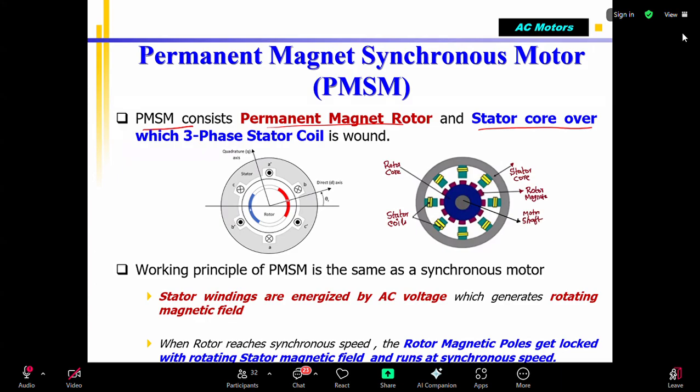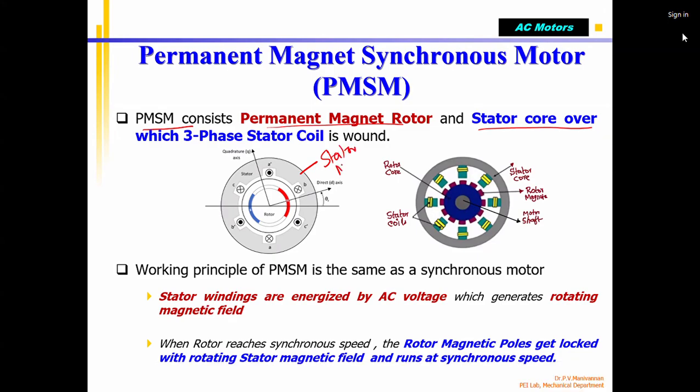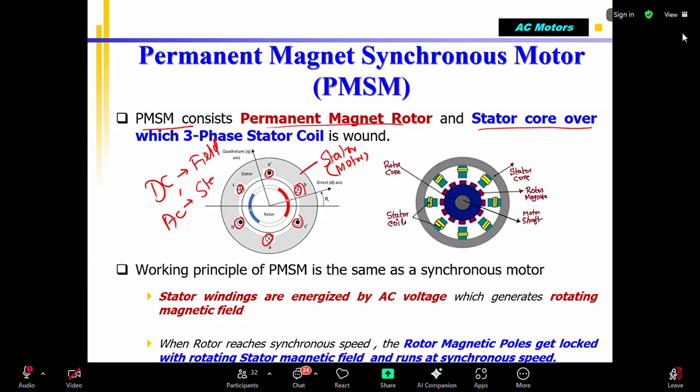Correct? The stator coils are in the periphery of the stator. Correct? This is the stator. So you can say that this is the stator body, which is nothing but the motor body, in which there are slots. In the slots, you have coils. These coils are supplied with a voltage. It can be a DC voltage or AC voltage. In a DC motor, it is called a field coil. If it is an AC motor, it is called a stator coil. Correct? Field coil, stator coil.